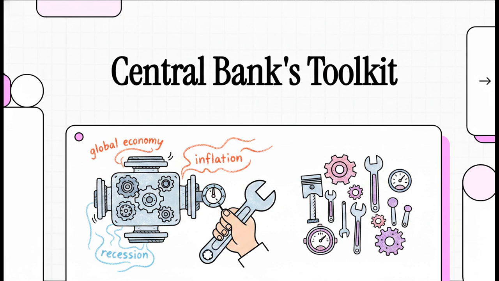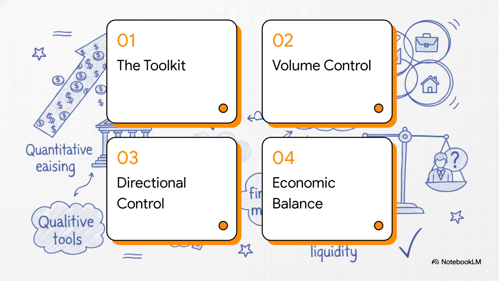So who's the master mechanic keeping this giant machine purring? That would be the central bank. Welcome to today's Masterclass Explainer. We're going to completely open up the central bank's toolkit to see exactly how they fine-tune the economy using some seriously powerful quantitative and qualitative tools. Let's get into it. Here's a quick look at our syllabus for today.